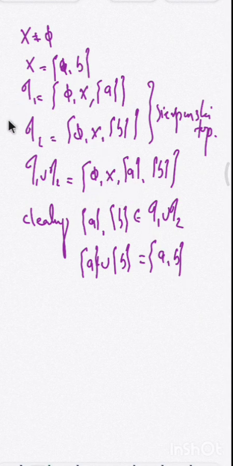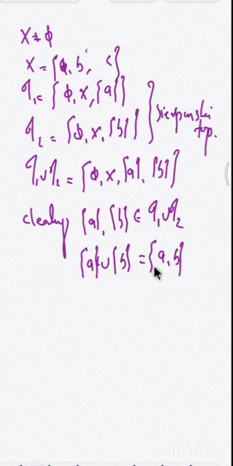So I will give some variation in this example. Let X be {a, b, c}. Then clearly tau 1 and tau 2 are topologies. Tau 1 union tau 2 equals this one only. Clearly, what will happen now?